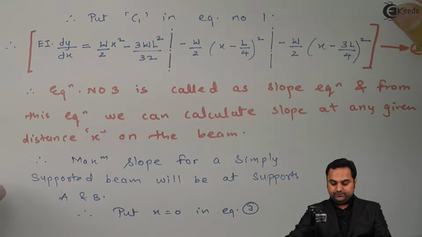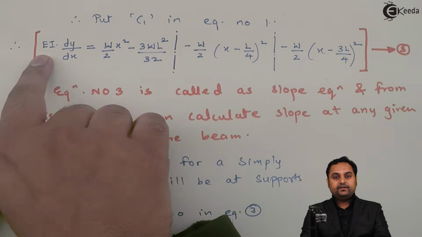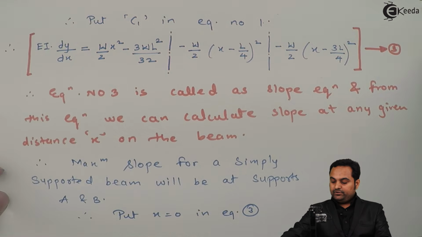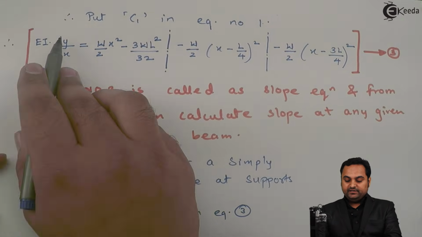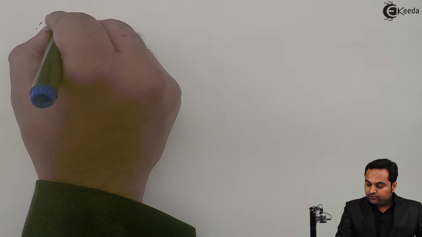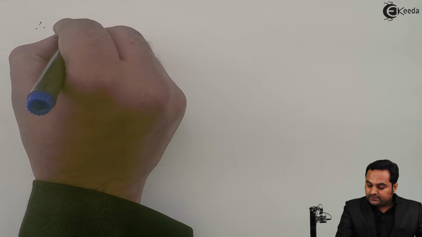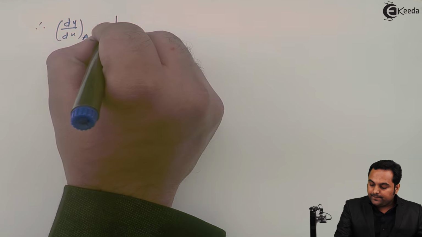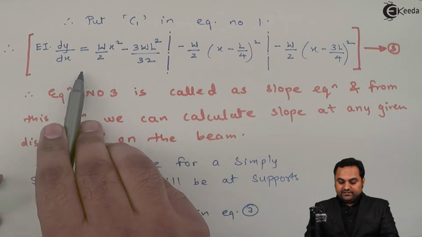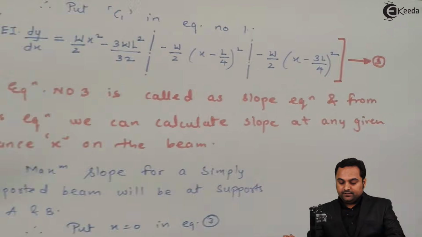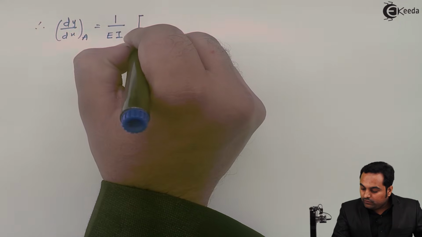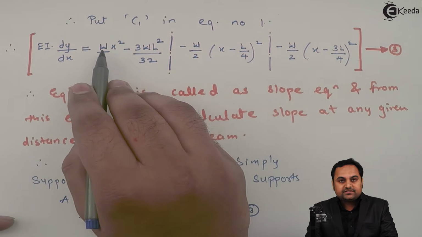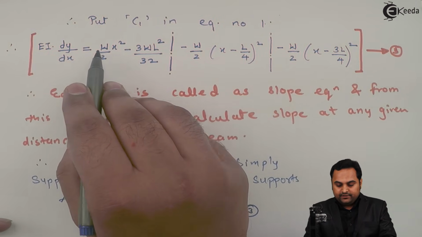So when I keep the values, this EI here is getting multiplied. I'll shift it into the denominator on the right hand side. So we have dy by dx on one side. Therefore dy by dx is nothing but the slope at A, and it is equal to 1 upon EI. I'm shifting this EI here and this complete term. Now I'll put the value as x is equal to 0. So if I put x 0, this first term will get eliminated.